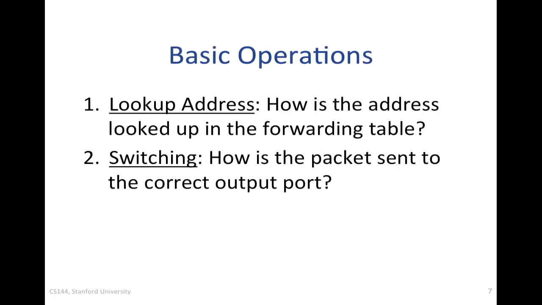So the basic operations of a packet switch are to look up the address. So we're going to ask the question, how is this address looked up in the forwarding table? I'm going to show you some examples in a moment. The second operation is switching. Once it's figured out which egress port it needs to go to, it now has to deliver it to that correct output port so it can leave on the correct outgoing link. I'm going to start with the lookup address, and then in the next video we're going to learn about switching.